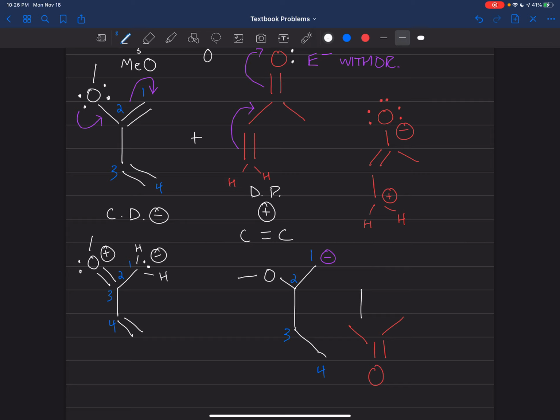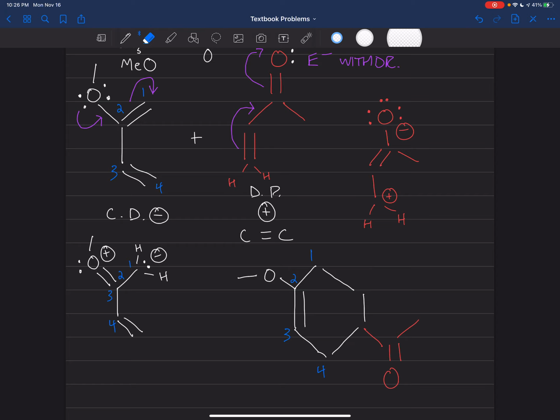One guy, and I'm just going to straighten this, move this out just a little bit. One guy is going to go here. One guy is going to go here. One guy is going to go here. Okay? This negative charge isn't here anymore. And that's the answer to this problem.